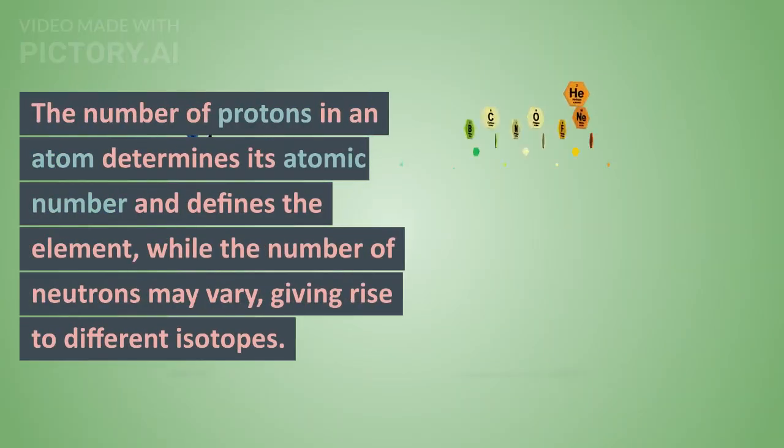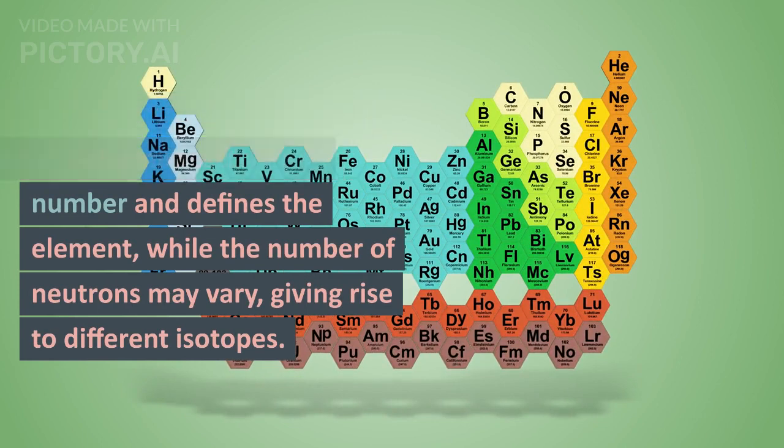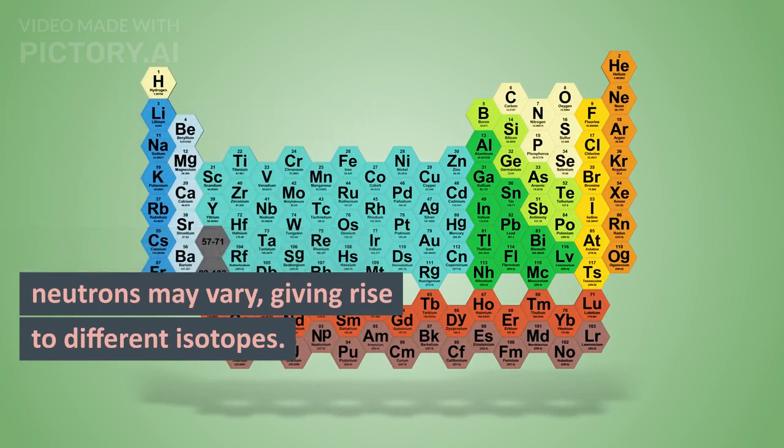The number of protons in an atom determines its atomic number and defines the element, while the number of neutrons may vary, giving rise to different isotopes.